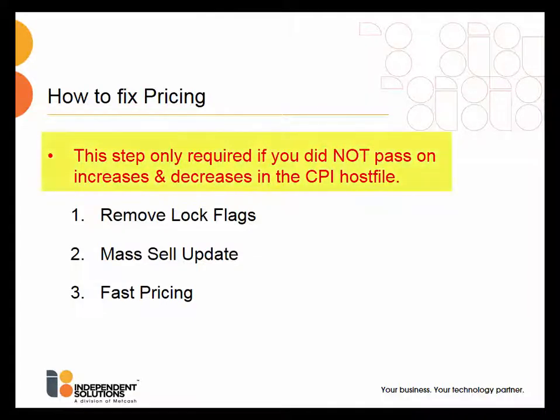This How to Fix Pricing section of the video is only required if you did not pass on your increases and decreases from the CPI host file in step 2. The first step to fixing your prices would be to remove any lock flags on your tobacco products. Lock flags on products will prevent the host applying the CPI changes for normal sell to equal RRP. You can then run mass sell update to bring sell 1 back in line with RRP, or run fast pricing to bring your sell 1 back in line with RRP.